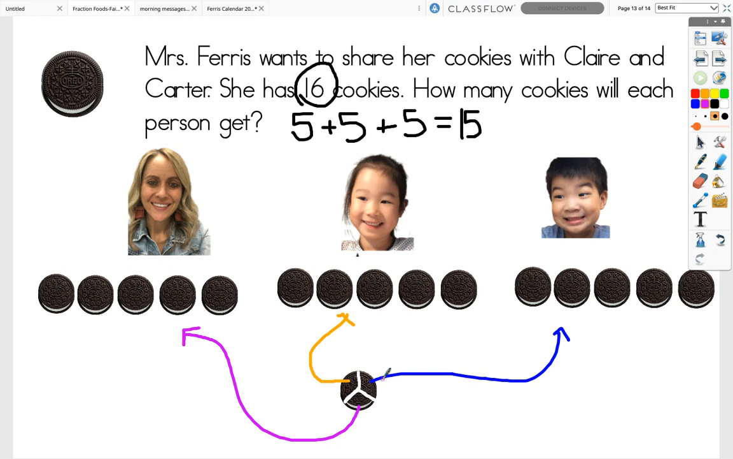So my challenge for you today is maybe you can find some things around your house that you can share. Maybe you can gather like 10 to 20 different items or cubes or blocks or crackers, and you could share them with someone in your family, or you could share them with a stuffed animal. Just an extra fun little challenge for you today.